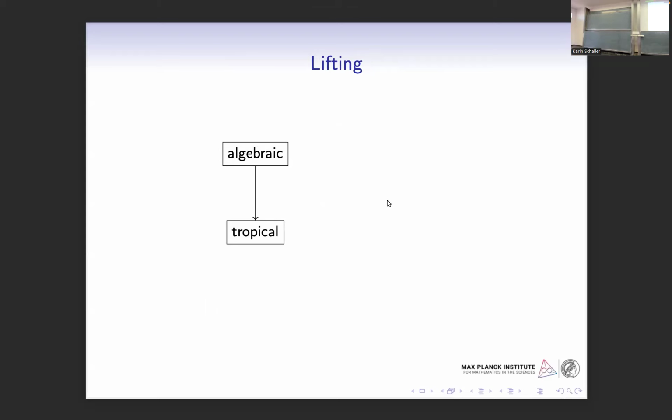Now we can ask ourselves, if I have my tropical variety, I want to get back to an algebraic variety. This is what we call a lift. So if we have a tropical variety, we lift the tropical variety to an algebraic variety. That in turn, if we tropicalize, we get back to T. So far, so good.